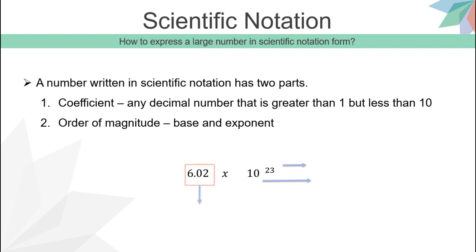Now, 6.02 is what we call the coefficient. And 10 to the power of 23, our exponential form, is what we call the order of magnitude, wherein 10 is the base and 23 is the exponent. And by the way, our base is always 10. In scientific notation form, the base is always 10.